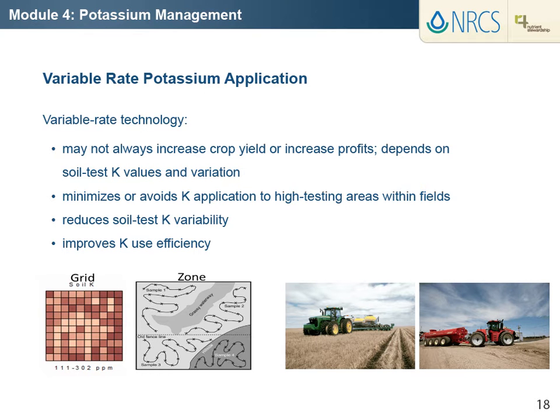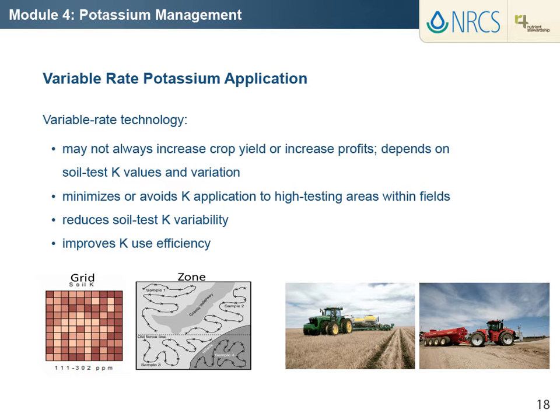There is always a certain degree of sampling error, especially in fields with high small-scale variability, and research has shown that short-term relationships between potassium removal and soil test potassium are very variable. Therefore, even with annual soil sampling and variable rate application, use of this technology faces challenges for potassium management. However, variable rate application of potassium fertilizer minimizes or avoids potassium application to high testing areas within fields, reduces soil test potassium variability, and, as a consequence, improves potassium use efficiency.